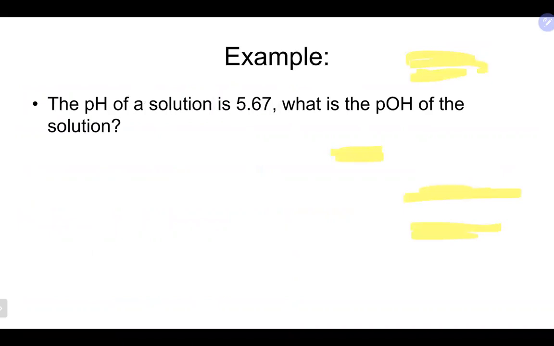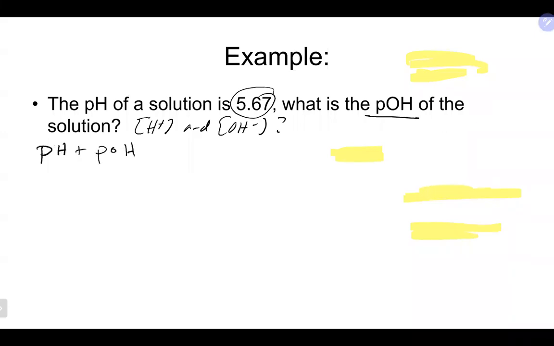All right, so the pH is 5.67. What is the pOH? Why don't we also calculate the H plus and OH minus concentration? So take a moment there, see what you come up with here. Right off the bat, by using the relationship, again, pH plus pOH is equal to 14, that means here that the pOH would be 14 minus the pH, which is 5.67. And that would get us 14 minus 5.67, 8.33 for our pOH.